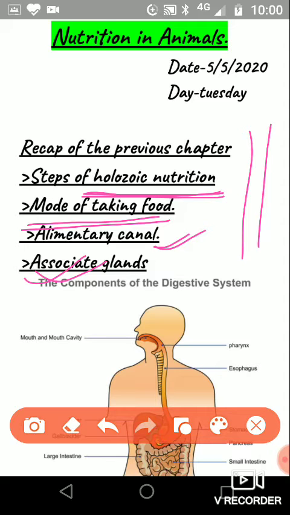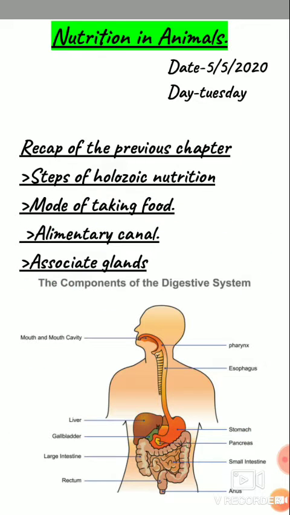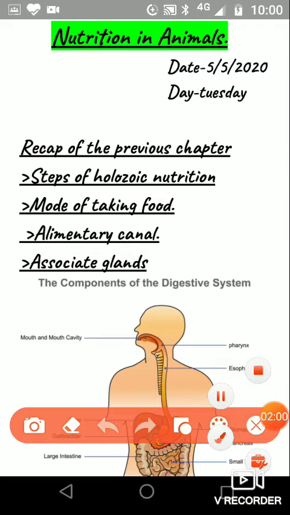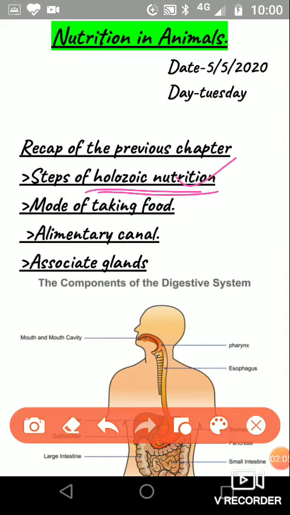So we have learned about all this, and now we have to learn the steps in holozoic nutrition. What is the first step? Today we are going to talk about the first step, and that is digestion in human beings.